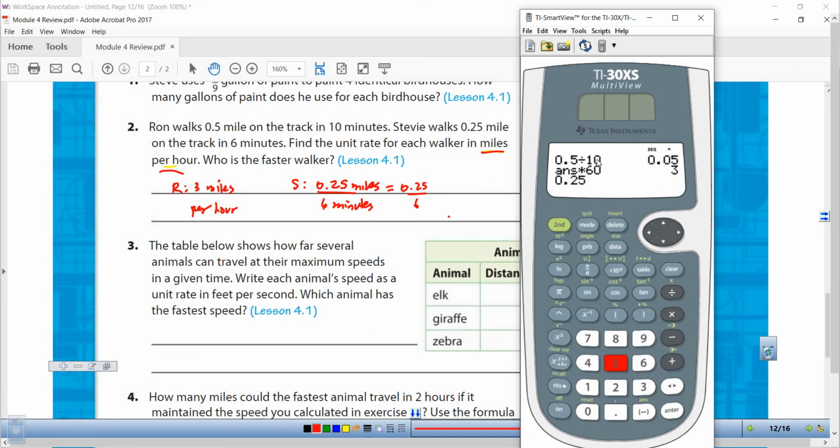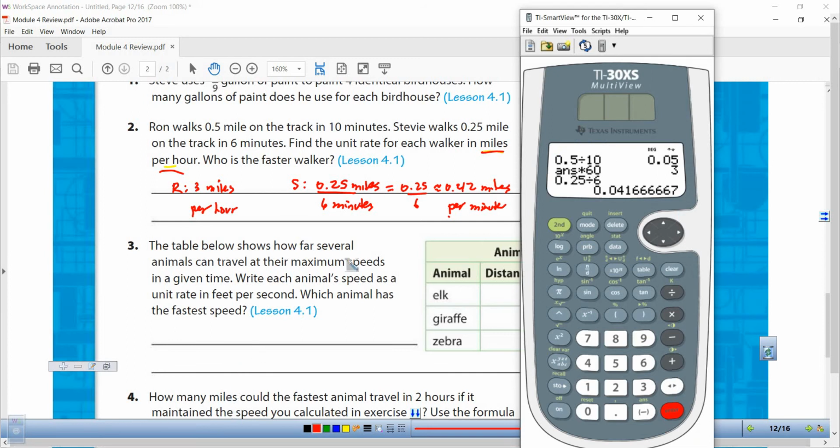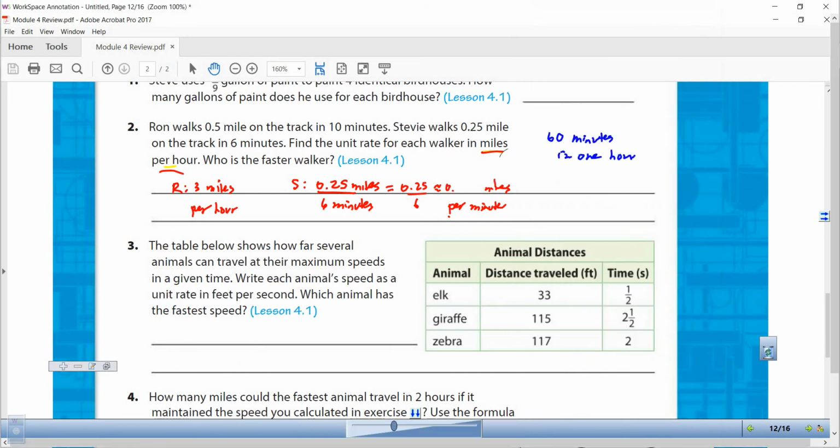See how here I did 0.5 divided by 10? Now I'm doing 0.25 divided by 6. And when I do that, I get that number right there. So approximately 0.042 miles per minute. I knew that wasn't right. 0.042 approximately miles per minute.